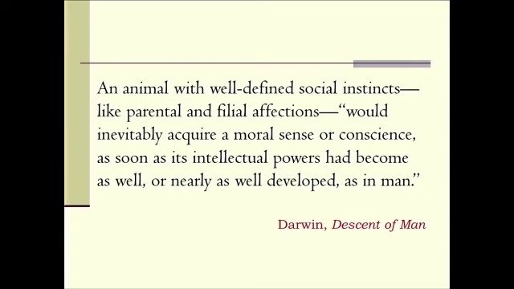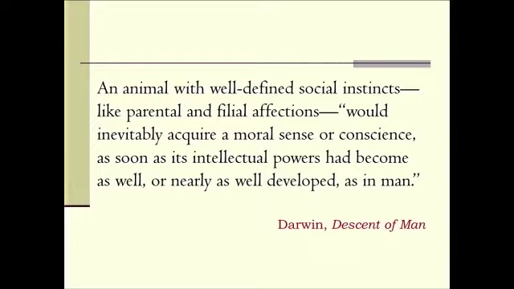And what I'm going to tell you in the next two statements is a little bit of interpretation on my part, because Darwin is not always consistent. There are many reasons to read him the way it is said in this statement. "An animal with well-defined social instincts like parental and filial affection would inevitably acquire a moral sense or conscience as soon as his intellectual powers had become as well or nearly as well developed as in man." That's going to be my first thesis, that we are moral beings because of our exalted intelligence. Once we acquire intellectual powers comparable, as we do have them, we become moral beings.